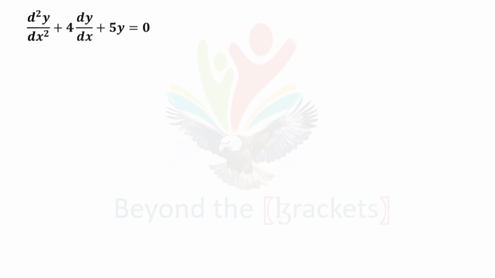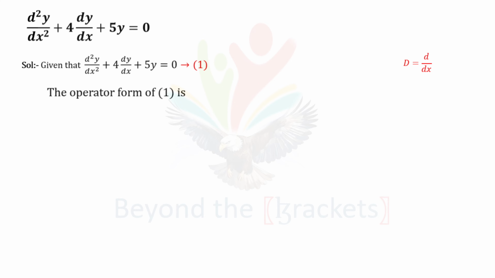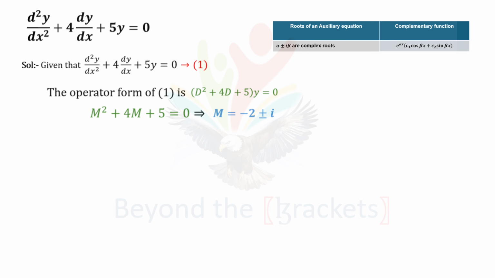Moving on to the next question, call this equation as 1. We write the operator form by replacing d by dx with D to get (D square plus 4D plus 5) y equal to 0. To find the auxiliary equation, replace D with m, we get m square plus 4m plus 5 is equal to 0. Roots of this equation are m is equal to minus 2 plus or minus i, which are complex roots.